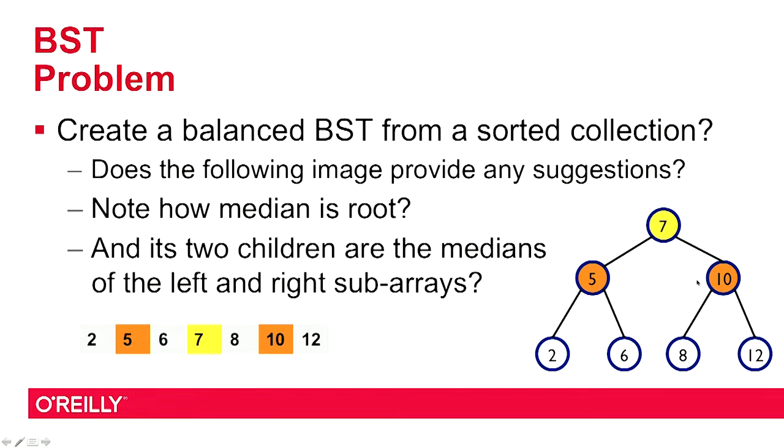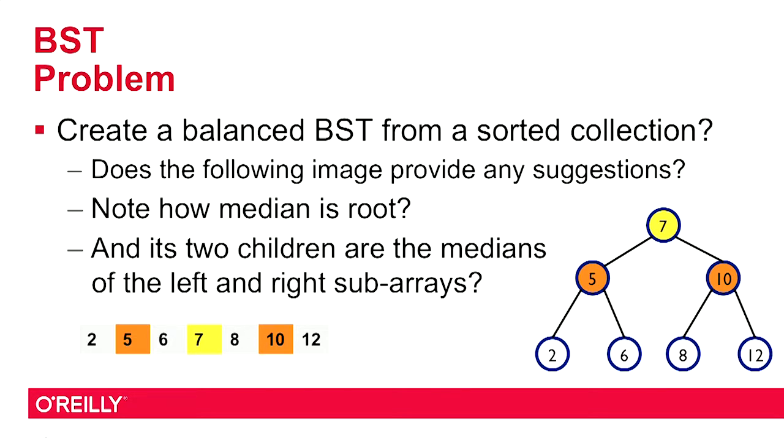Here's my sample binary tree that I've used throughout. If you look at that containing those 7 values, observe that the root, which is 7, is in fact the median of the elements in that collection. And then look further. Its first child, 5, is in fact the median of the left part of the array, and its right child, 10, is the median of the right subarray.